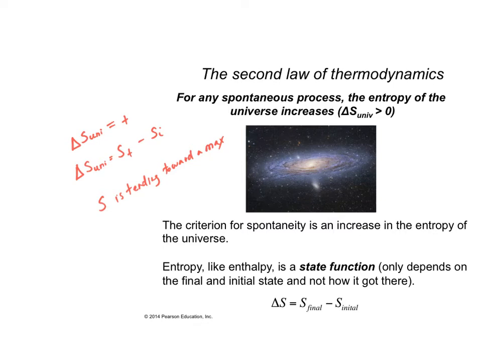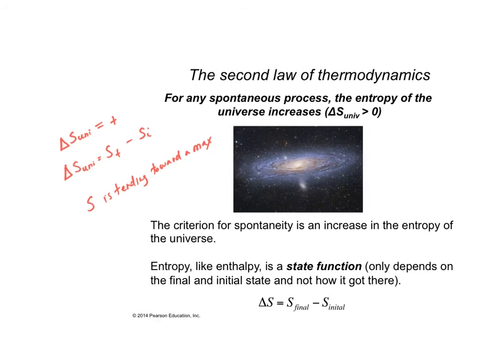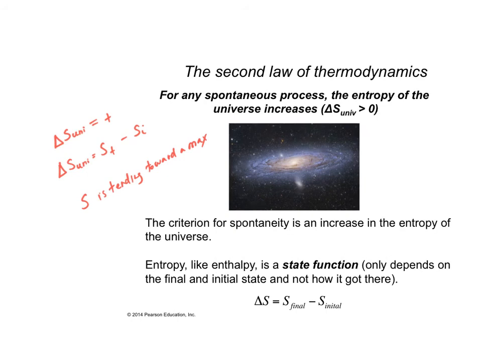It's constant, right? So the first law of thermodynamics tells us that the energy content of the universe is constant. The second law of thermodynamics tells us that entropy is tending towards a maximum value. So these are big, gigantic laws with respect to our little thermodynamics. If we want something to be spontaneous, the final entropy state has to be bigger than the initial entropy state. That change in entropy for the universe has to be a positive value.